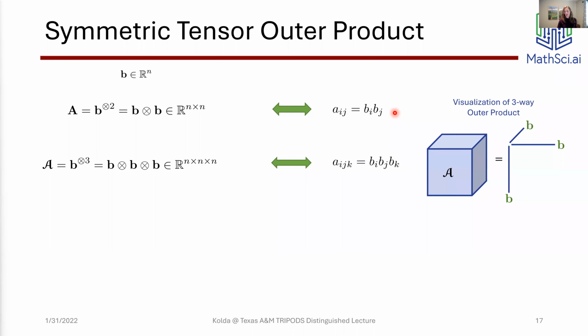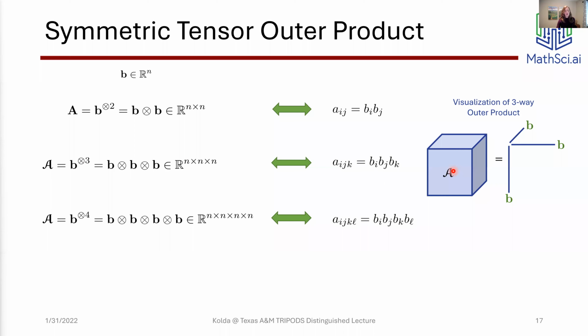We can do the 3-way. I take the outer product of b with itself 3 times, so that's b to the outer product 3, or b cross b cross b. That gives you an n by n by n tensor, a 3-way tensor, and the ijk entry is bi times bj times bk. So we have an n-long vector from which we make an n-cubed object. We kind of exploded it.